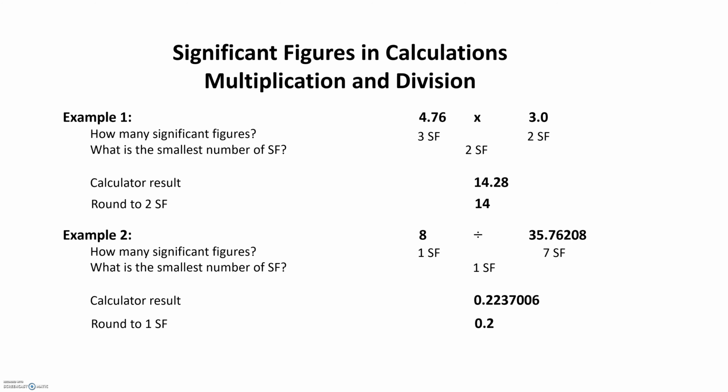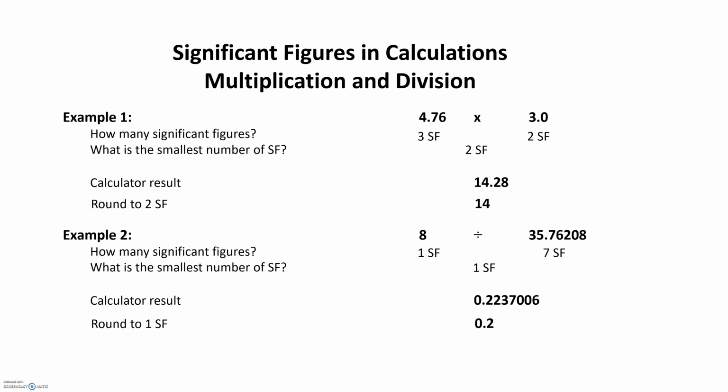So that's our multiplication and division rules. That's the one we're probably going to see most often, and that rule, again, just to repeat and remind you, is that our answer should have the same number of significant figures as whatever number involved in that calculation, whichever one of those had the smallest number of significant figures.